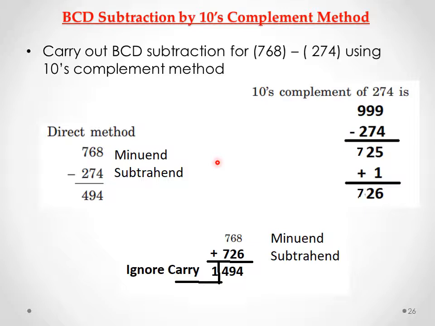So the question is 768 minus 274 with the direct method. The answer is 494. So first see about the 10's complement of the subtrahend. First we are finding the 9's complement, then we are adding plus 1 to the 9's complement. The answer is 726. So it's normal decimal subtraction. So we are adding 768 plus the 10's complement, 726. The answer is 494. Here in this 10's complement method we have to ignore the carry.